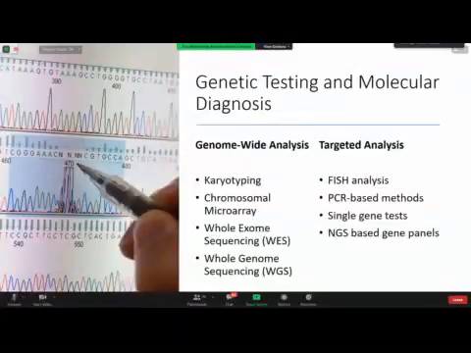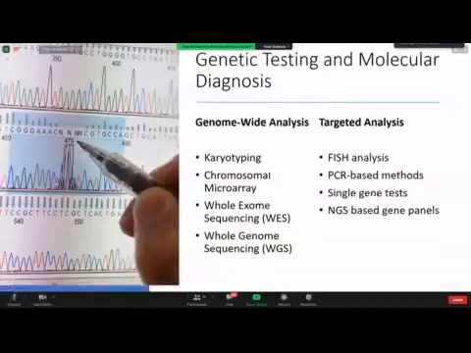But then we have some specific tests where we are not looking genome-wide. For example, we have FISH analysis, we have PCR, we have probes for a specific region of the gene or the chromosome, and then we have PCR-based methods, single gene tests, and panels. A panel is where, instead of 5,000 genes, we are looking at 200 genes, or 50 genes. We are going to talk about where the panels come from and how we have the panels.